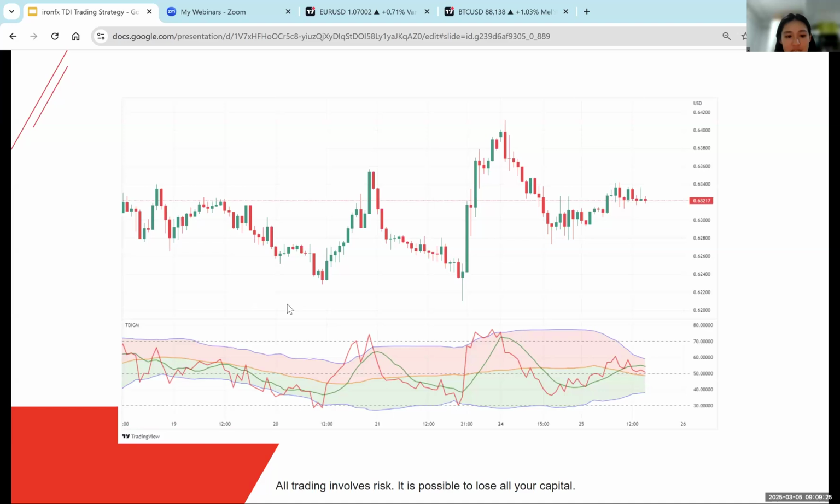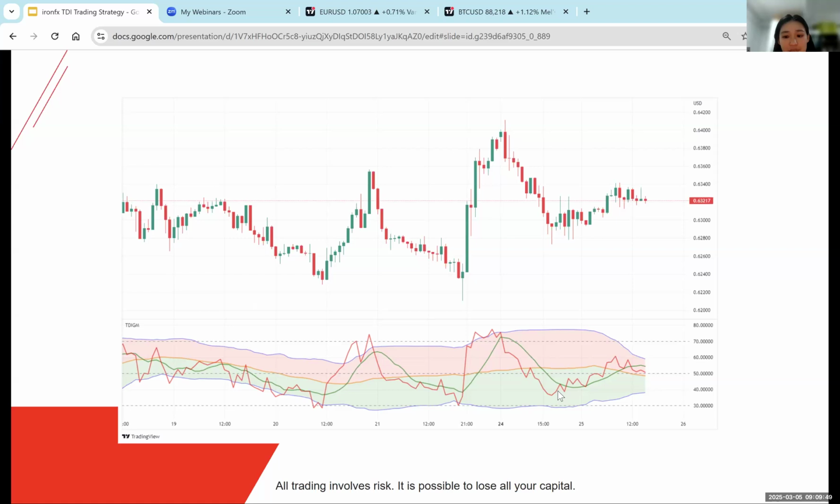Okay, so this is just an example of what the TDI indicator looks like on TradingView. So you can see it's definitely a combination of all three indicators. You can see the Bollinger Bands, our RSI, the price line, the green line, and the red line, which is your signal line.